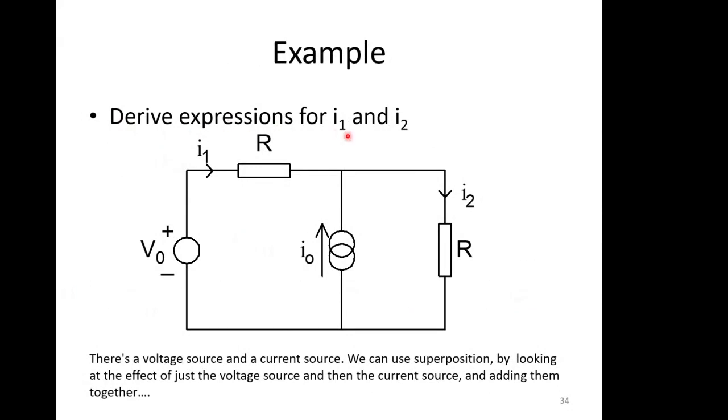As an example, derive expressions for I1 and I2. So here we've got a slightly more complicated circuit than we had before. We've got a voltage source, we've got a current source, we've got a resistor and another resistor. The fact that we've got a voltage source and a current source makes this a little bit more complicated than things we've seen at the moment. So we would probably go to superposition and look at the effect of just the voltage source on its own. So we suppress the current source, redraw the circuit, and then we can suppress the voltage source, unsuppress the current source, redraw the circuit, work out what's going on, and then add those two solutions together.